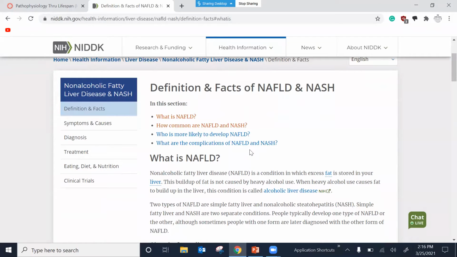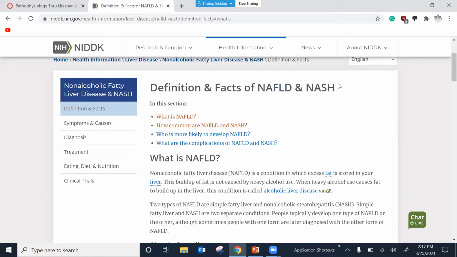NAFLD, non-alcoholic fatty liver disease. And your book does talk about it. The last edition of the book did not talk about it because it was really considered the unknown pandemic. But I just Googled this, and the National Institute of Health has a nice website about it. WebMD now has a website where you can learn about NAFLD. It is in your book as well.